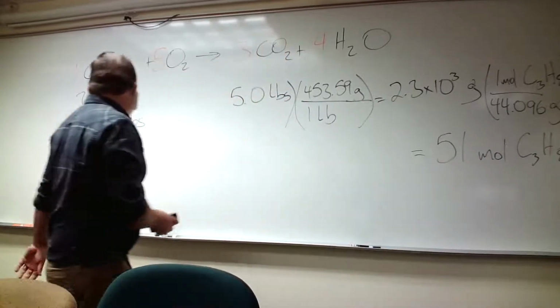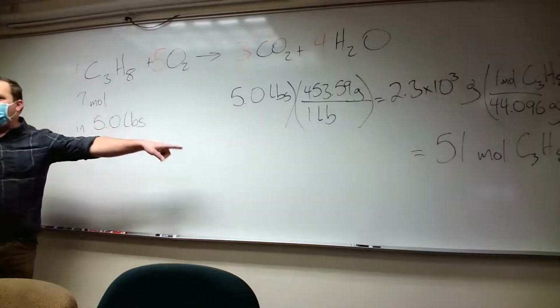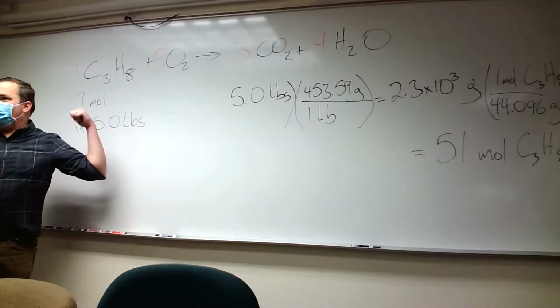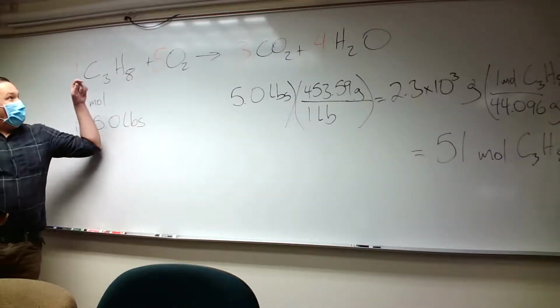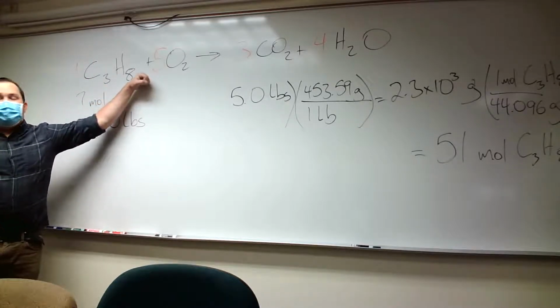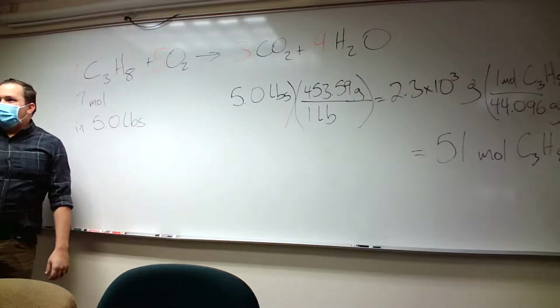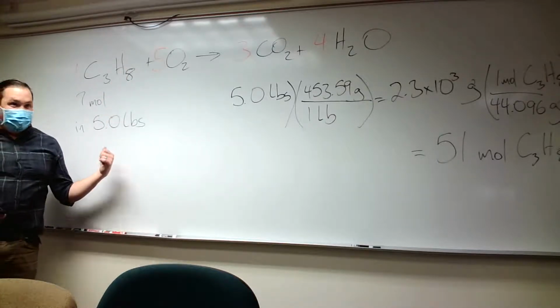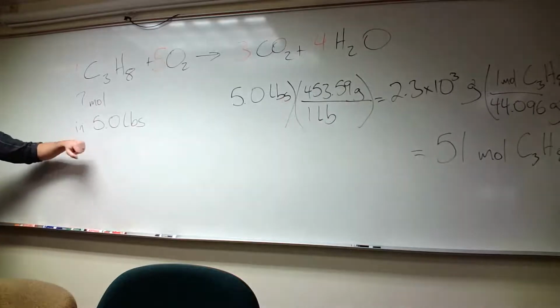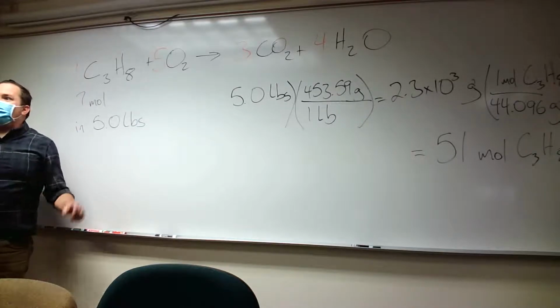Then the question begins: okay, well, how do we use that? We have a way to get from mass to how many moles we have of something. How do we use a reaction to figure out how many moles of product we could make? So the rest of this lecture is going to be practicing saying, okay, let's say I've got 51 moles of propane. How much CO2 can that make? Because that's the whole purpose.